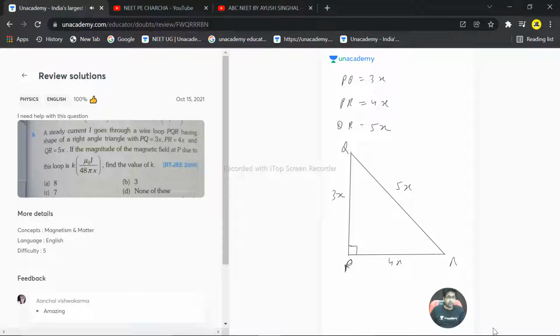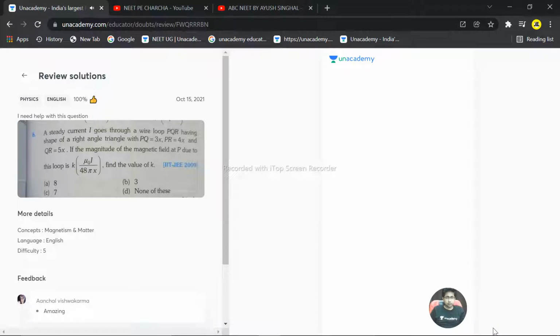If the magnitude of the magnetic field at P is this, we need to calculate the value of K. It can be 8, it can be 3, it can be 7, or it can be none of the above. So in that case, let's find the value. Let's start solving the question from scratch.